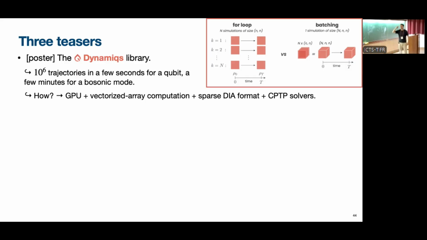All right, I will conclude with some teasers and then a proper conclusion. So what are the teasers? The first teaser is that I have a poster on a library called Dynamics. It's open source. For this project, we had to simulate millions of trajectories for very large systems, bosonic modes. And so we use a combination of software and hardware tricks to make this efficient. So if you want to discuss, you can catch me outside or come to my poster.